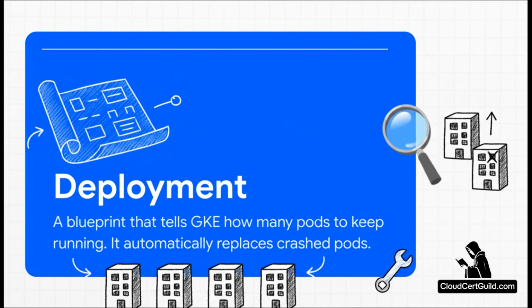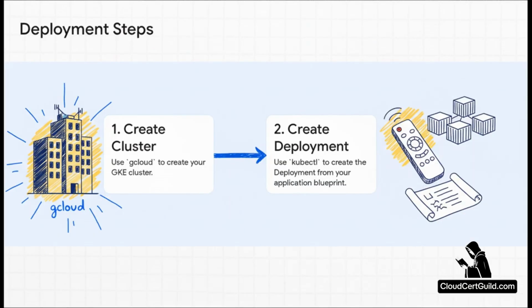A deployment is basically a blueprint. You write it up, and you tell it, hey, listen, I need you to make sure there are always 3 identical apartments running my app, no matter what. And that's the deployment's job. If one of those pods crashes, poof, it's gone. The deployment sees it and instantly spins up a new one to take its place. It's self-healing.